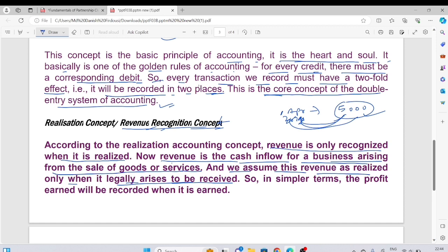Suppose at the end of this year, 31st March 2024, you are paying a rent of rupees 500, or you are not paying, you have an outstanding rent amount of rupees 500 for this financial year. Then according to this concept, you have to show this rent amount in this financial year, not another financial year. So the revenue recognition concept says that when it is realized, it should be entered, whether it is paid or not paid, whether it is received or not received.